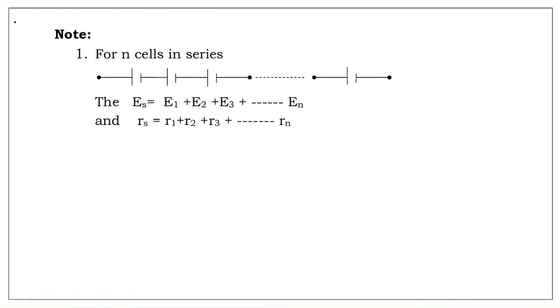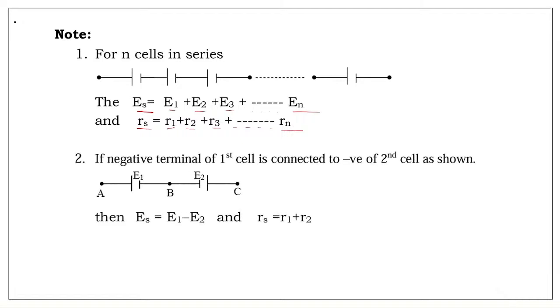Note 1. For n cells in series, ES is equal to E1 plus E2 plus E3 and so on up to En, and RS is equal to R1 plus R2 plus R3 and so on up to Rn. 2. If the negative terminal of the first cell is connected to the negative terminal of the second cell, then ES is equal to E1 minus E2, and RS is equal to R1 plus R2.